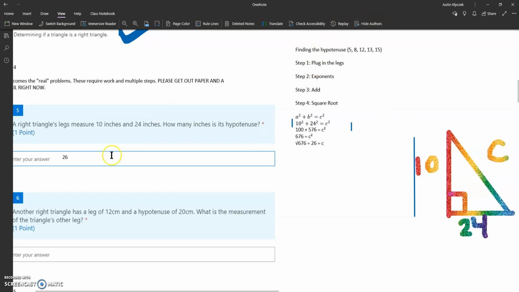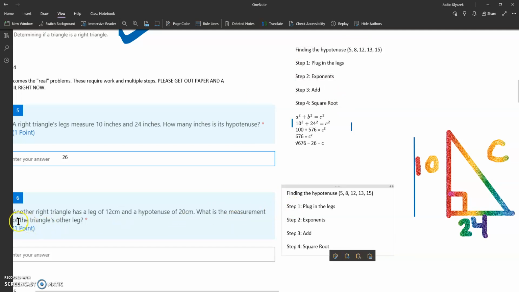Anytime we're finding the hypotenuse, we're going to use these steps. Now, number 6, it says, ooh, this one's a little bit different. This one says, another right triangle has a leg of 12 and a hypotenuse of 20. This time, we need to go kind of backwards, not really backwards, but a different direction. And this is how number 6, 7, and 11 are.